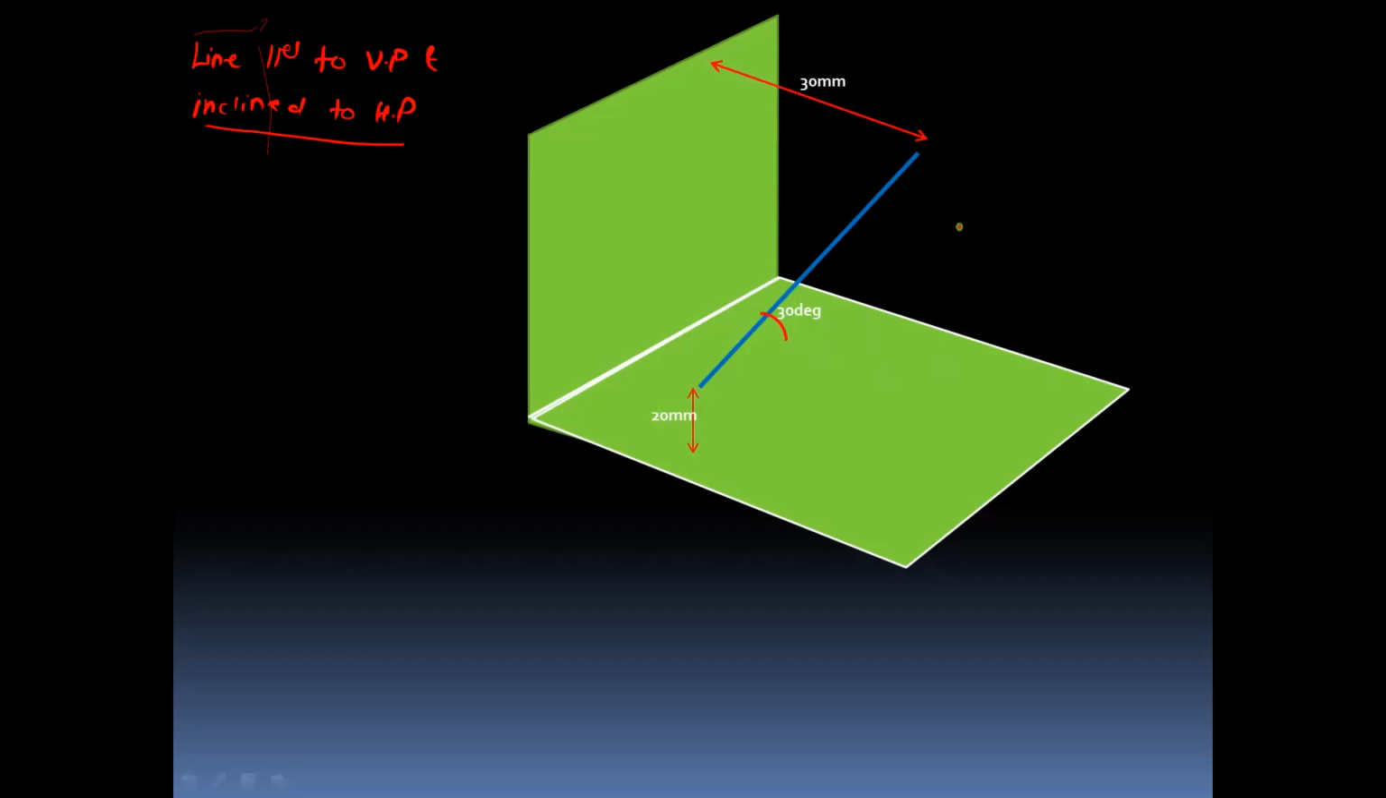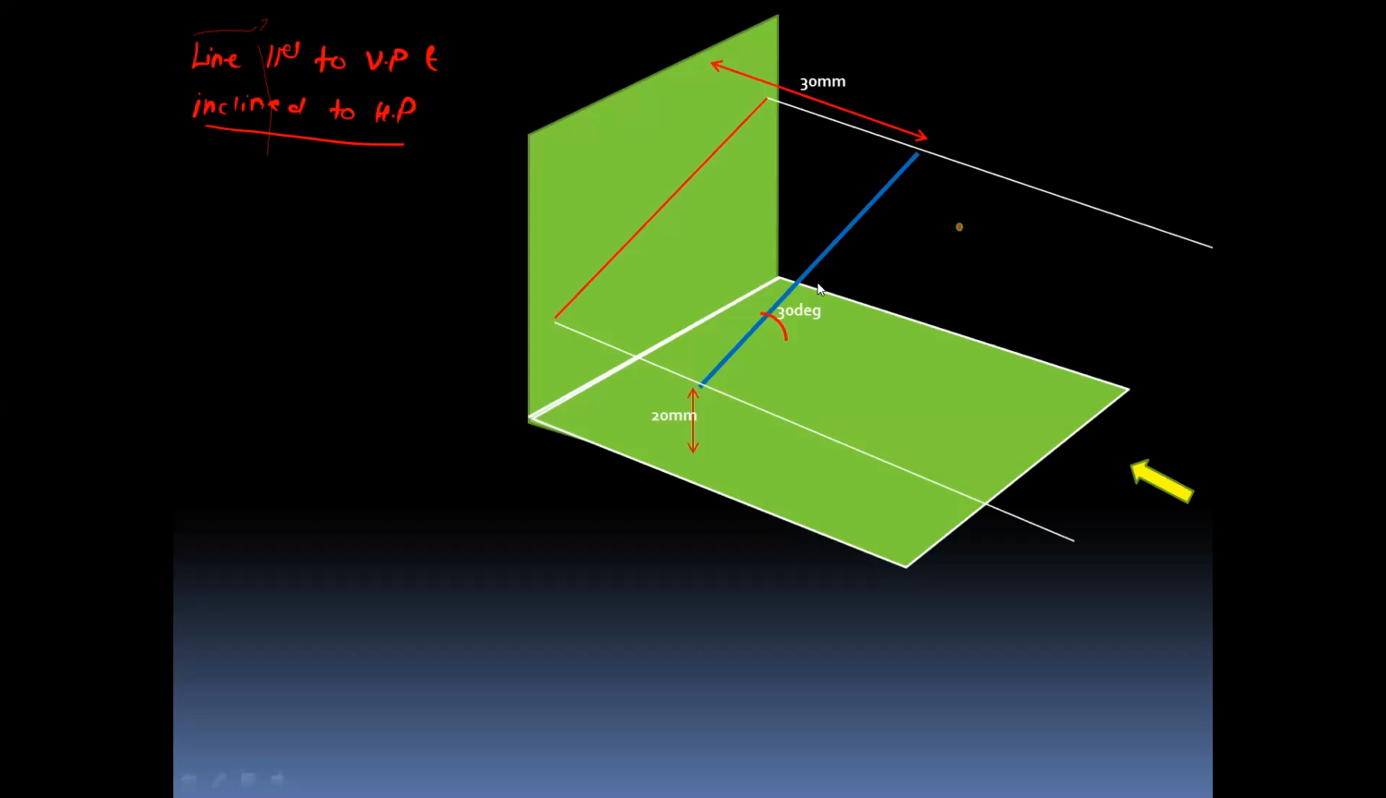Now we have to draw the front view. So this is the direction of our observation. From the front view, we can observe the true length of the line, that means the total length, because the line is parallel to the vertical plane. So this is the front view.